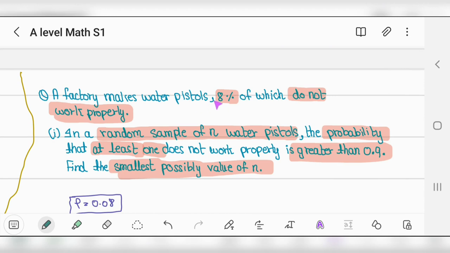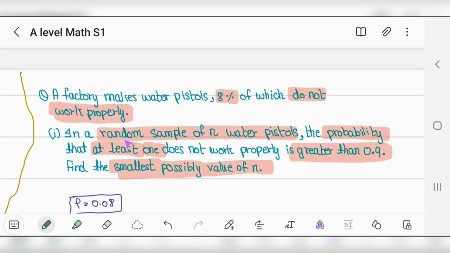A factory makes water pistols, 8% of which do not work properly. In a random sample of N water pistols, the probability that at least one does not work properly is greater than 0.9. Find the smallest possible value of N. Okay, 8% of the water pistols do not work properly in a random sample of N water pistols. This is the total N. The probability that at least one does not work properly is greater than 0.9.